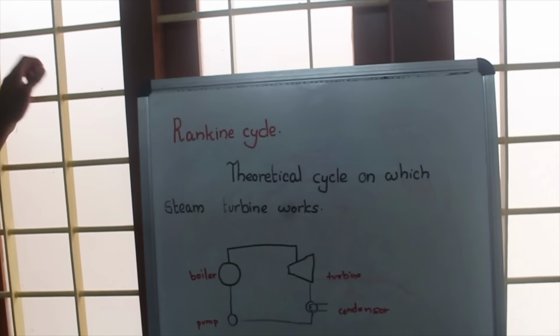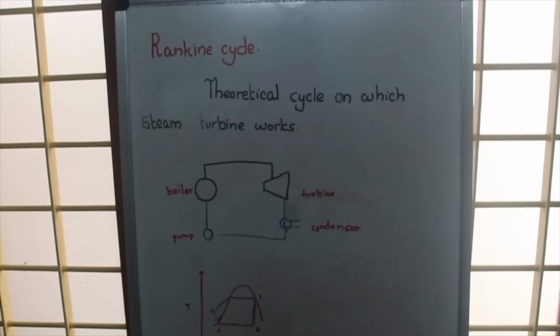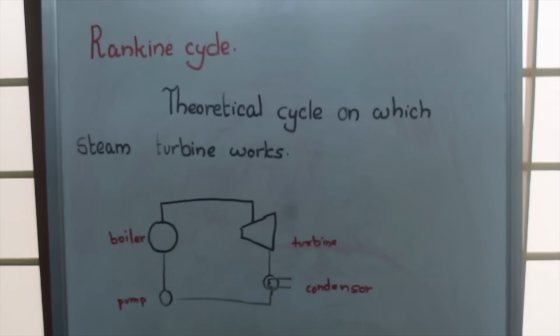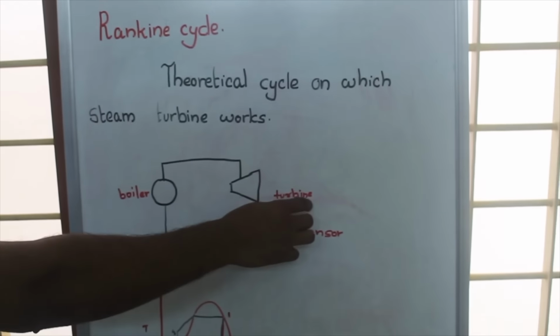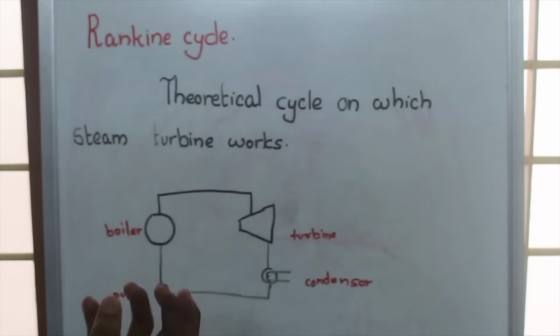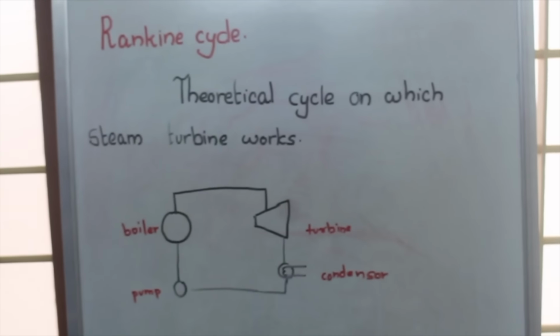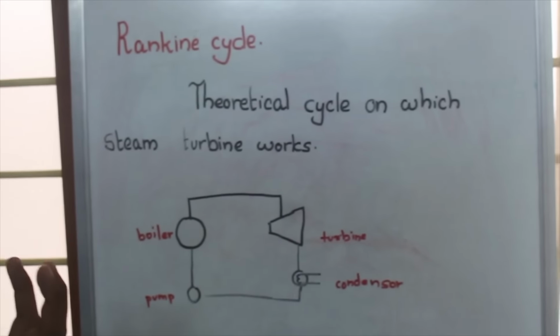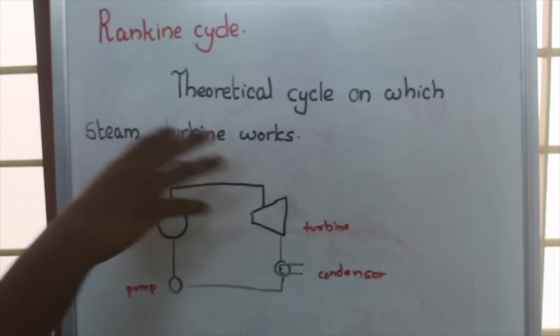So let's discuss the Rankine cycle. The Rankine cycle is the theoretical cycle on which a steam turbine works. For a steam turbine, we supply heated vapor to the turbine. The heated vapor has some energy, and this heated vapor will undergo expansion in the turbine.